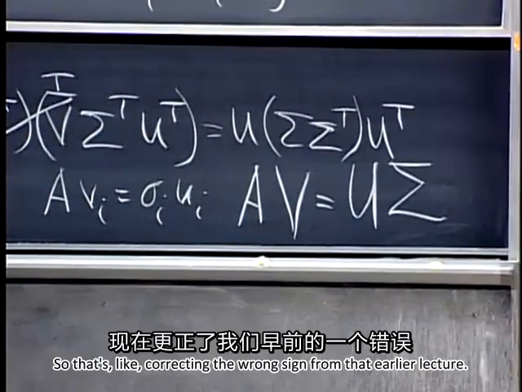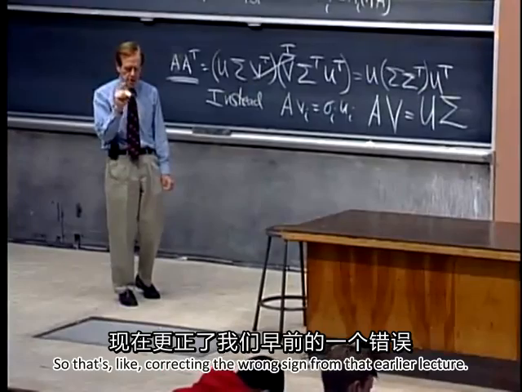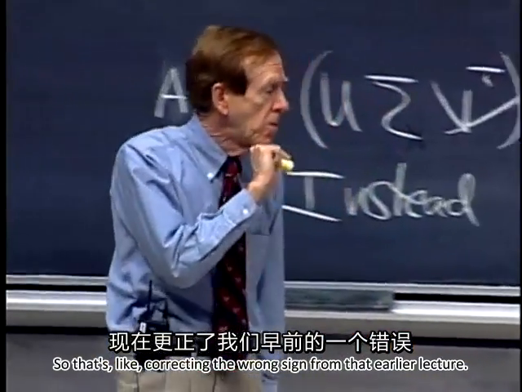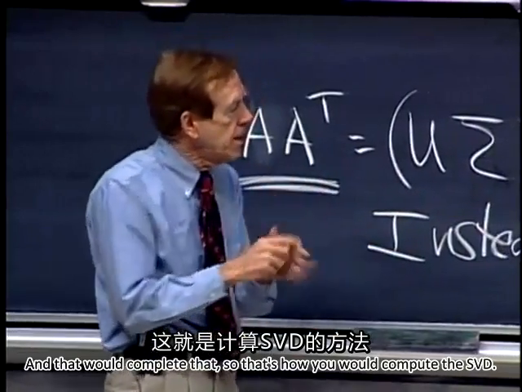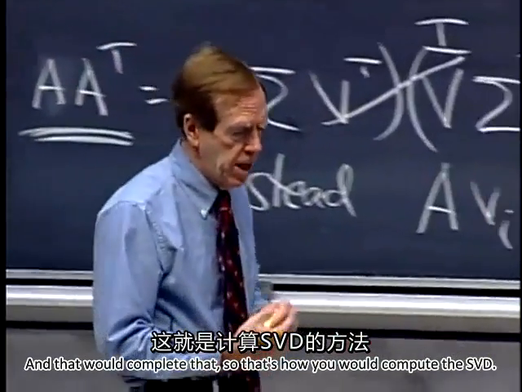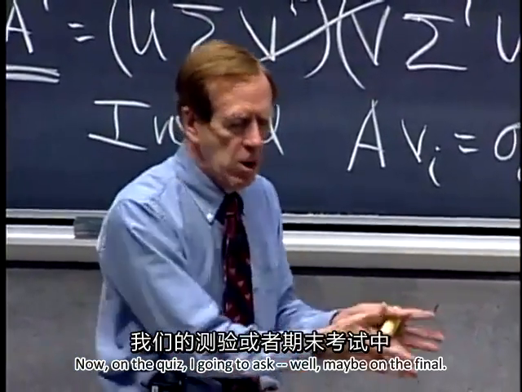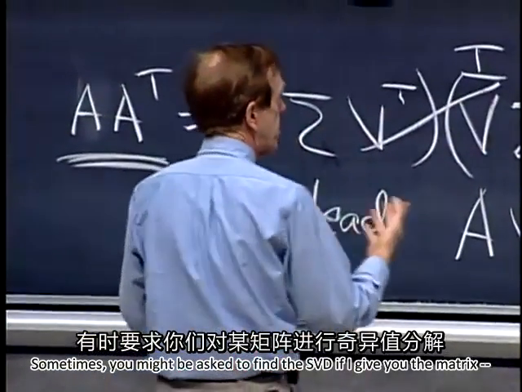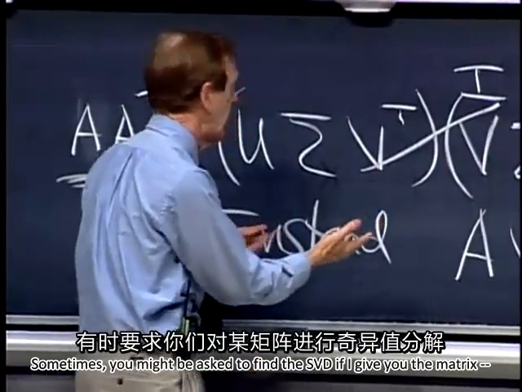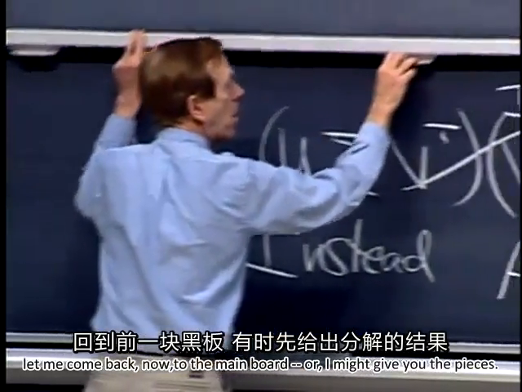Okay, so that's like correcting the wrong sign from that earlier lecture. And that would complete that. So that's how you would compute the SVD. Now, on the quiz, am I going to ask, well, maybe on the final, so we've got quiz and final ahead. Sometimes you might be asked to find the SVD if I give you the matrix. Let me come back now to the main board.